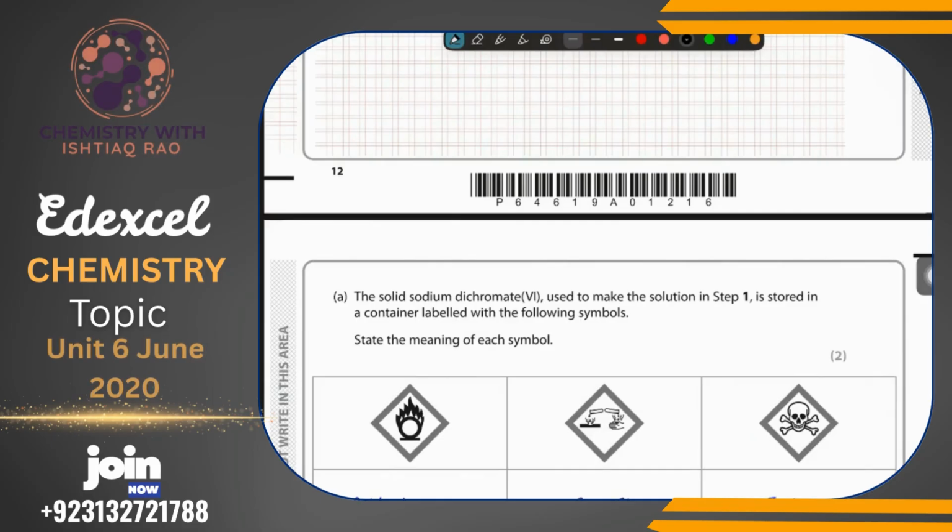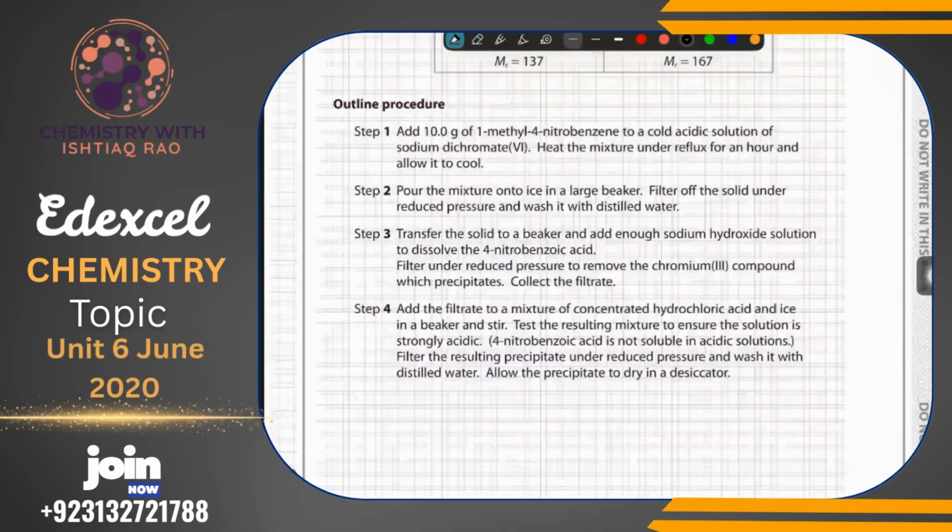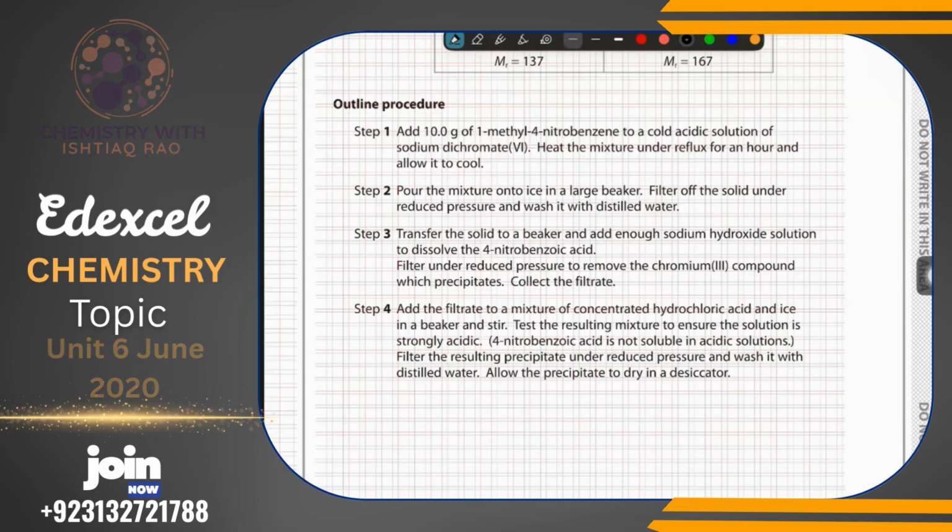Identify by name or formula the solid chromium compound formed in step 3 and state its color. What is step 3? Transfer the solid into a beaker. Add enough sodium hydroxide. Before filtering under reduced pressure to remove the chromium(III) compound. Collect the filtrate.